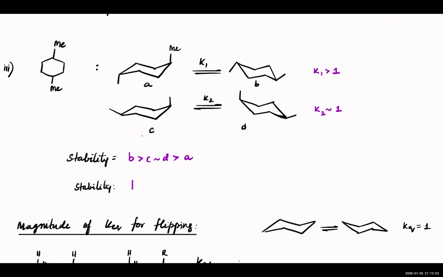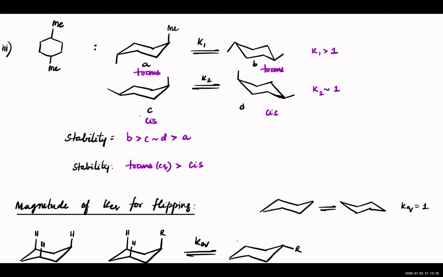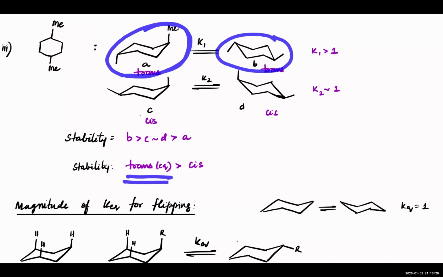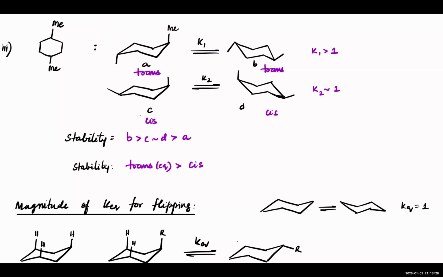Overall stability, if you compare trans, let me put these terms. This is a trans before flipping, after flipping. This is cis and cis before and after flipping. So overall trans is more stable than cis. So trans, which is in the equatorial position, is most stable compared to the cis form here. So here also you can notice the trans, which is in the equatorial, is the most stable. Trans, which is in the axial, is the least stable. Okay.